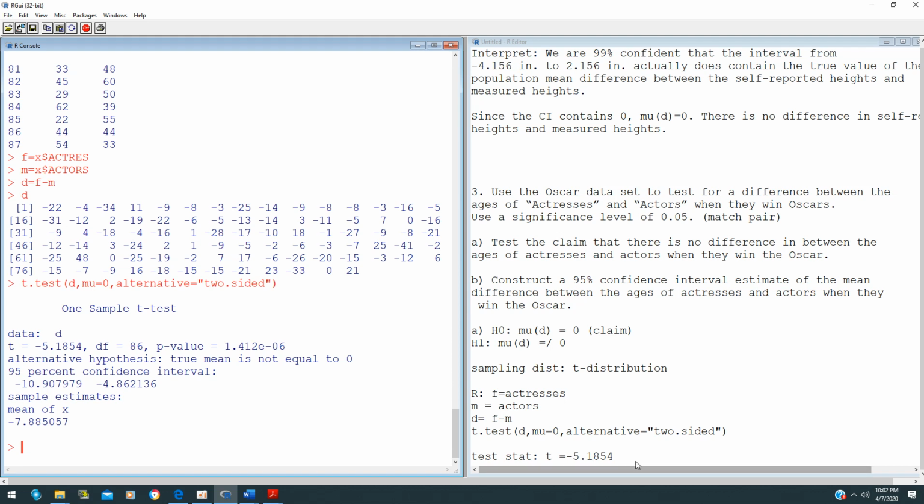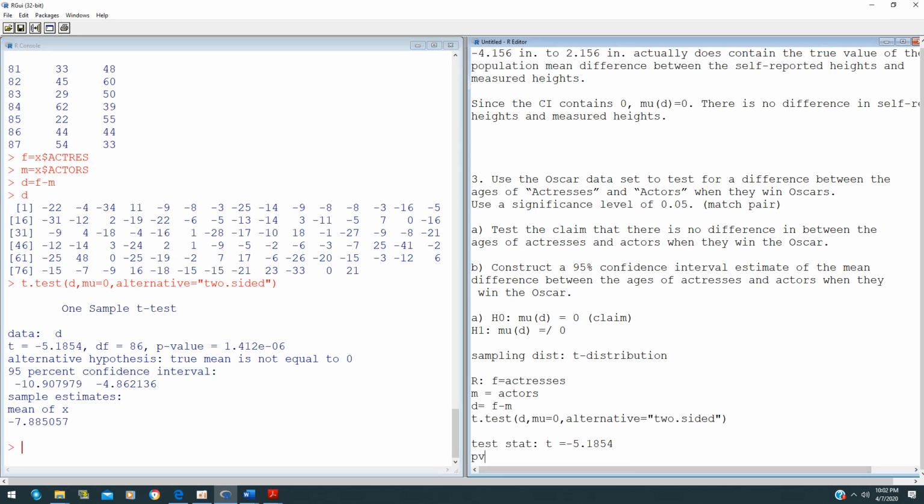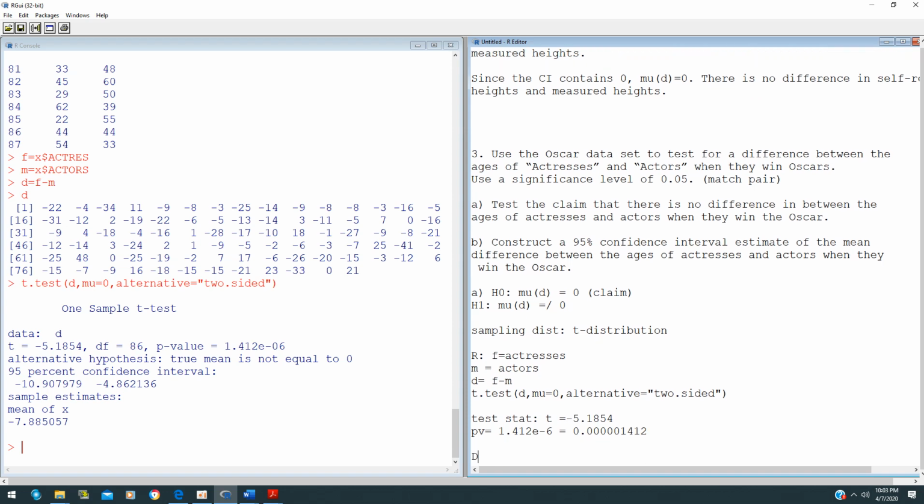Your p-value in this case is going to be 1.412e-6. If you want to put this in decimal, it's 0.00000 and then 1412. So this is an extremely small p-value that you have.